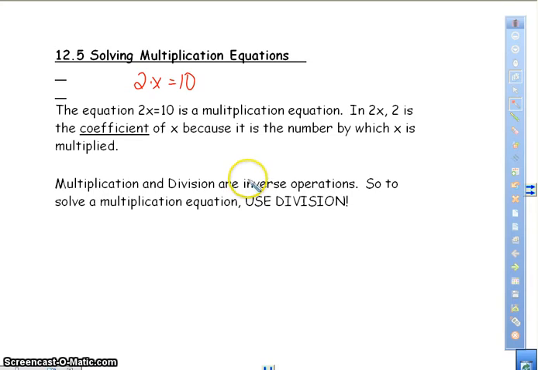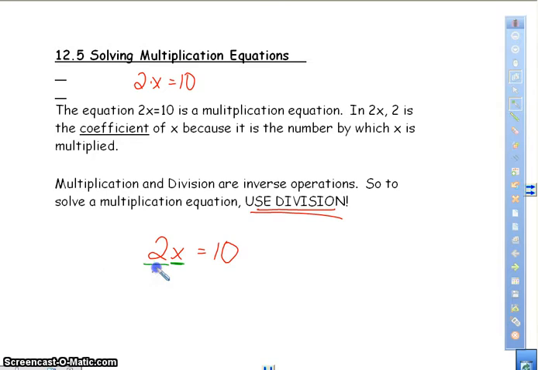Multiplication and division are inverse operations. So to solve a multiplication equation, you're going to use division. And we've talked about that before as well. The inverse operation of multiplication is division. So when we use division, remember you must do to one side as you do to the other. So we would be dividing both sides of the equation by the same number. Now the goal is always to get the variable, the x, by itself.